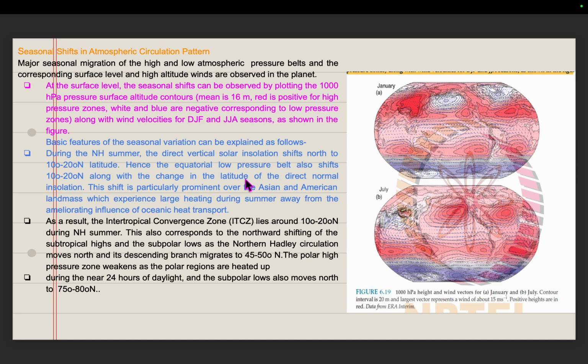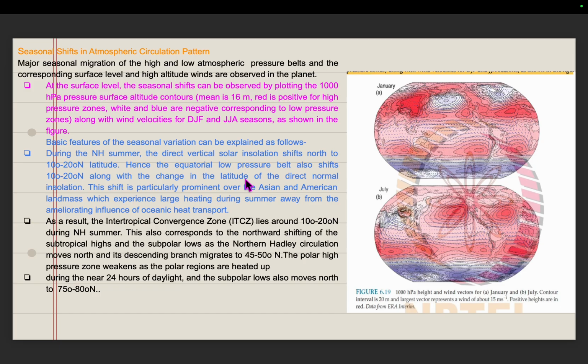We have seen in our class that there is a seasonal shift in the atmospheric circulation pattern. Major seasonal migration of the high and the low atmospheric pressure belts occurs, and this corresponds to the surface level and the high altitude winds that are observed on our Earth.